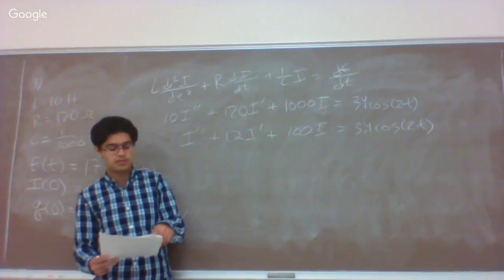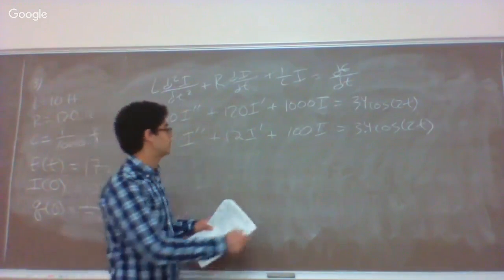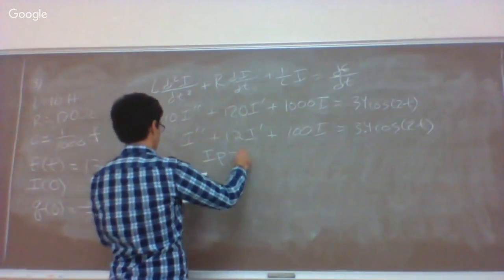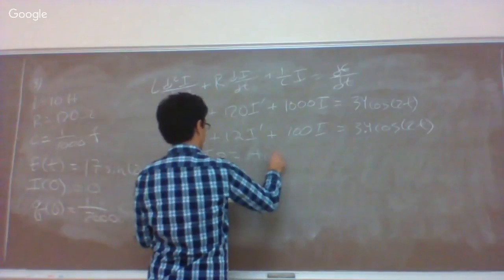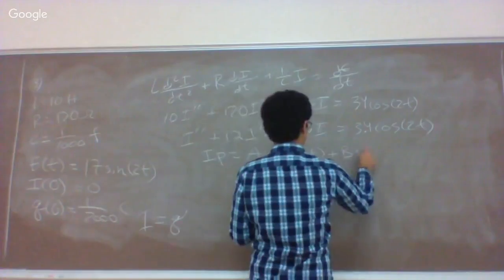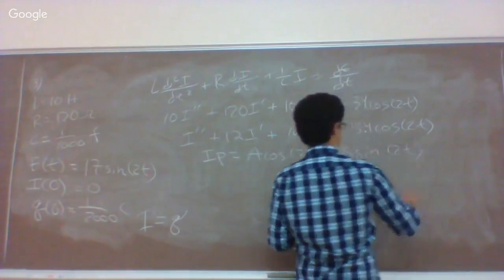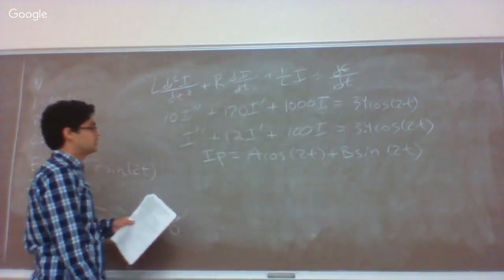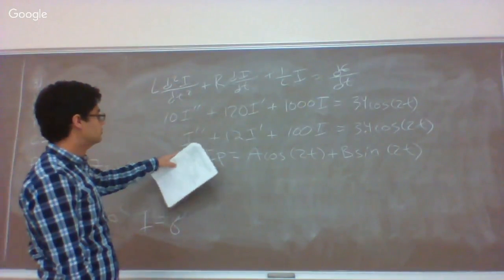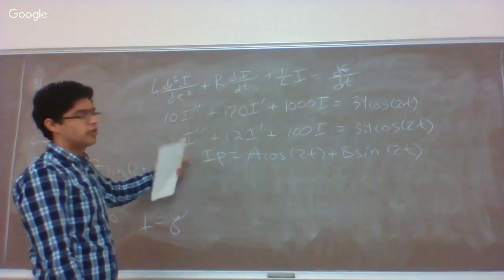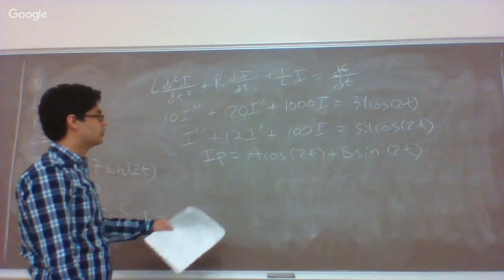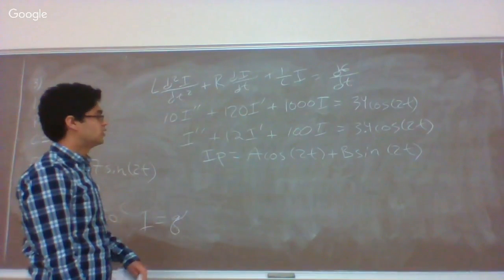But I'm going to go ahead and go with the IP. So for example, IP is equal to, since that's a trig, a cosine of 2t plus b sine of 2t. I always recommend checking first, so that we would need to do the quadratic formula here, right?